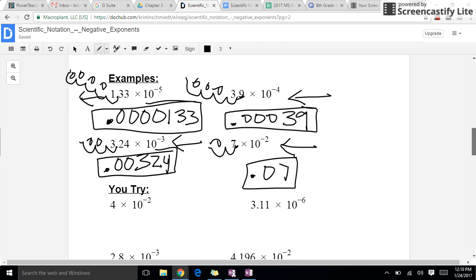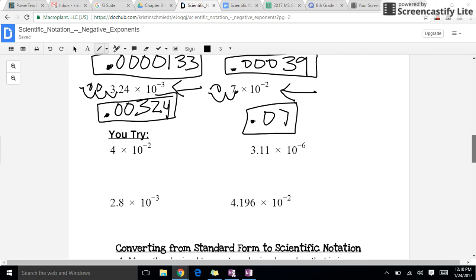Okay, so the next 4 problems are for you guys to try. So you need to pause the video. Make sure you try these on your own. And then when you press play again, Miss Neeser and I will show you how to work them out. So remember, the decimal point is behind. It's negative, so we're going left and twice. So 1, 2. Fill in my zeros. 0.04.